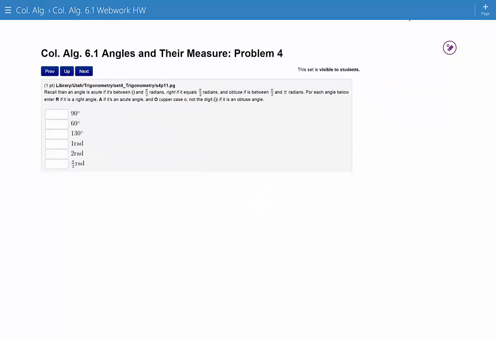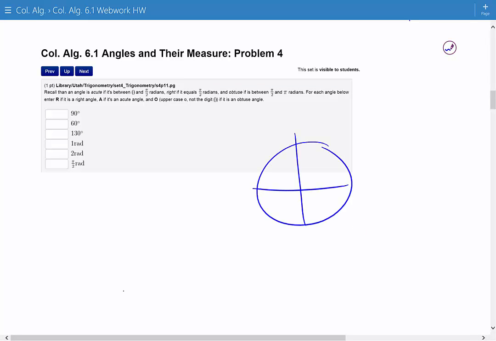Okay, the next problem wants us to find out if these angles are right, acute, or obtuse. So, just look at these on the unit circle. Obviously, 90 is right. That's right here. 60 degrees is right here, which we know is acute. 130 is 50 degrees less than 180, so it's somewhere over here, which we know is obtuse.